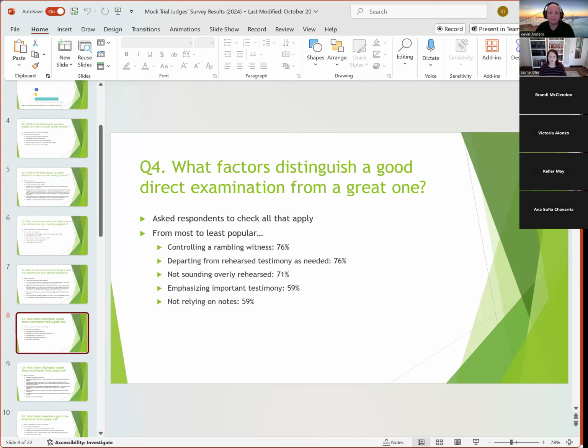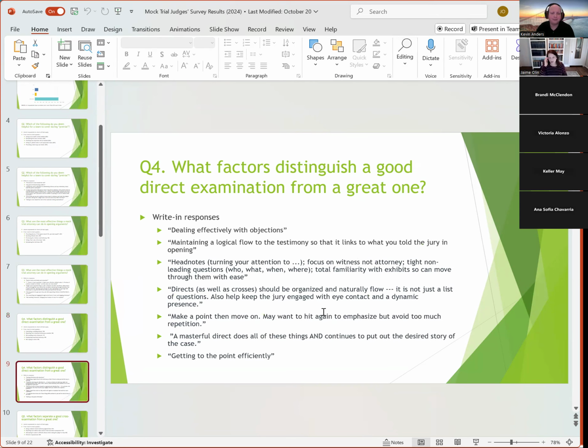Direct examination is telling your story, cross examination is poking holes in a story, which we'll get to in a second. And then there were some write in answers about direct examinations. Just quickly, dealing effectively with objections, and that's going to be the case for any examination: direct, cross, redirect, or recross. Maintaining a logical flow to the testimony is really important because some of the witness statements are kind of all over the place by design.